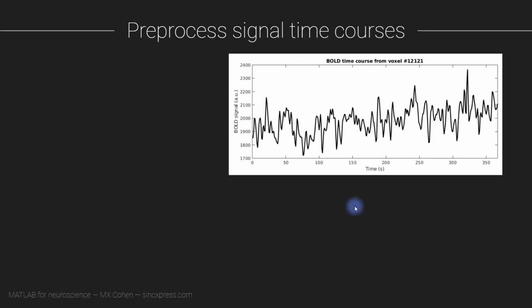Now that you're familiar with the data organization, it's time to process the signal a bit so that it's easier to work with and easier to interpret. So this time course here shows the raw bold signal over time from one voxel that I picked at random.